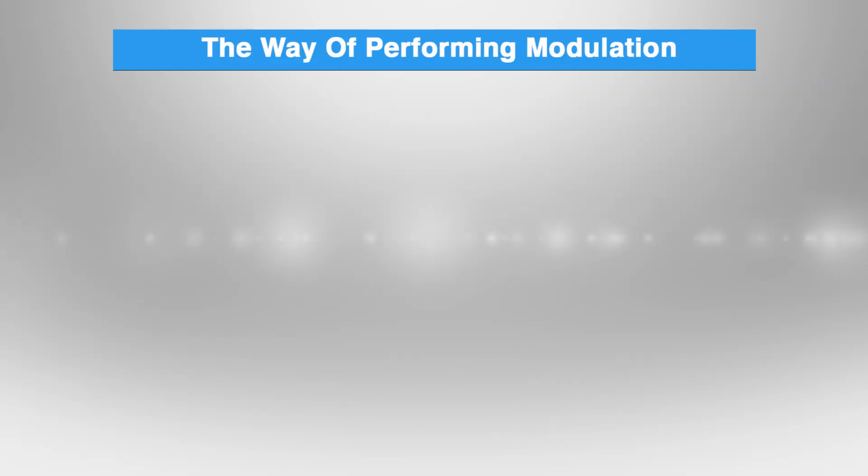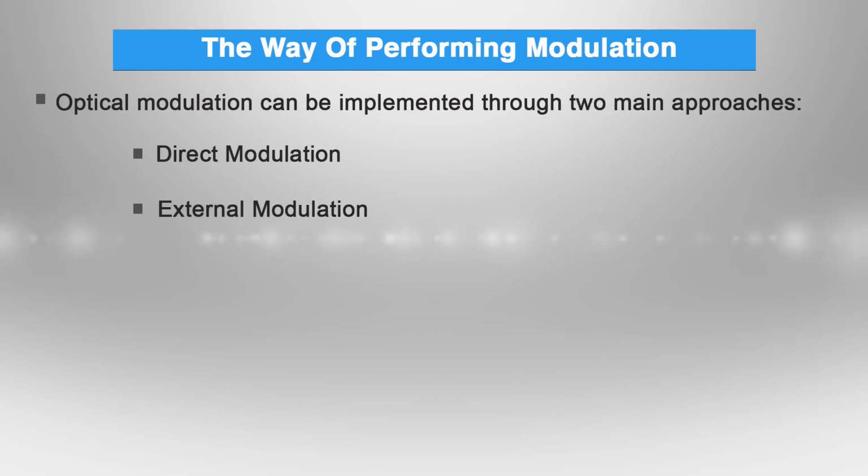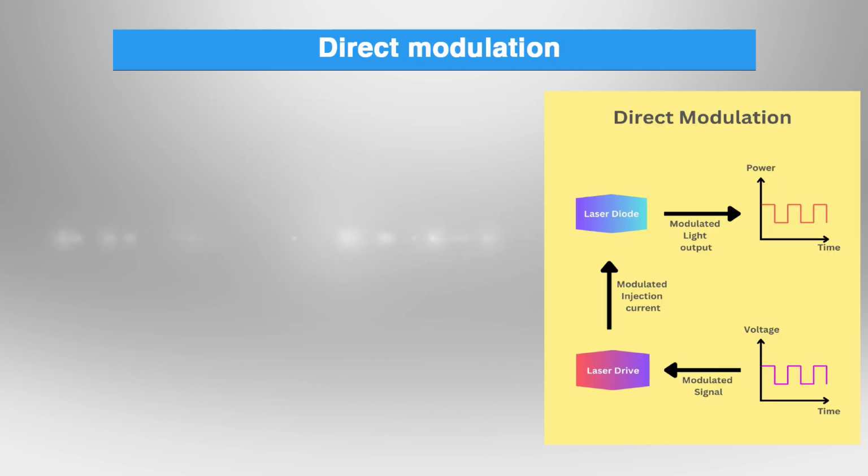The ways of performing modulation. Optical modulation can be implemented through two approaches. First is direct modulation and second is external modulation. Now, let us discuss both types of modulation in detail. First type of modulation is direct modulation.